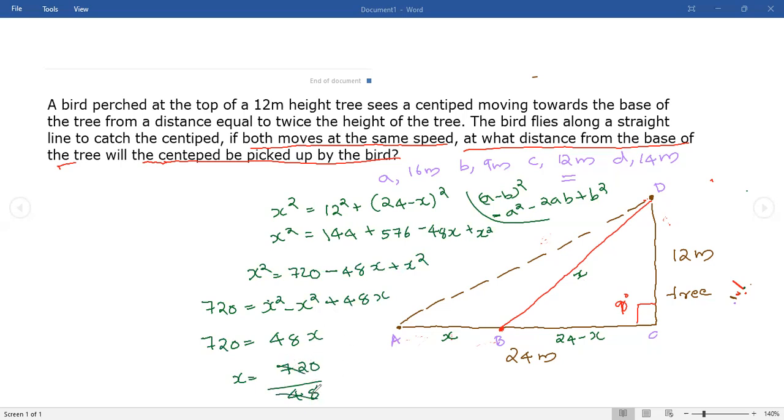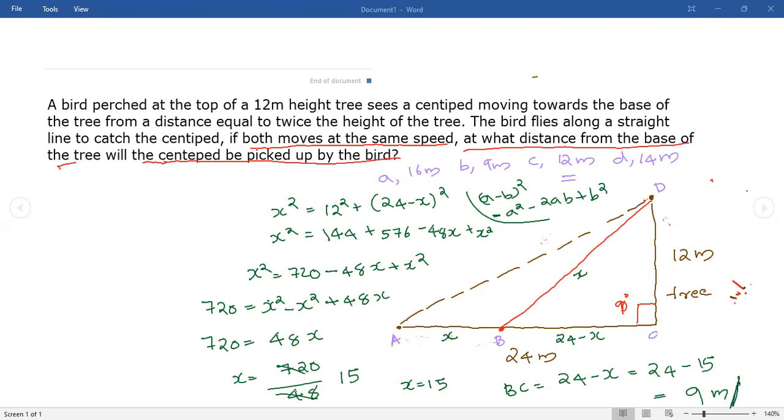720 divided by 48. If we divide by 2 it will come as 48 in 72, that is 1, right? The balance will be 15. X is equal to 15. You got the value of X is equal to 15. So what you have to find out? The value of BC is equal to 24 minus X, that is 24 minus 15. So 9 is the answer.